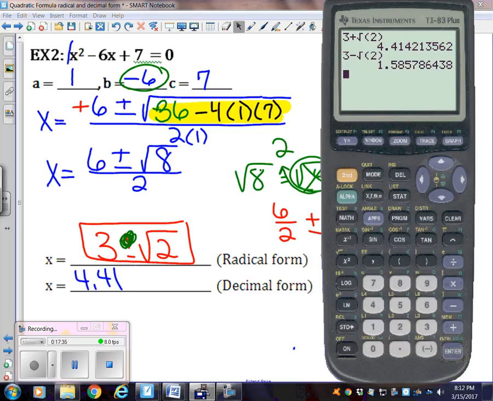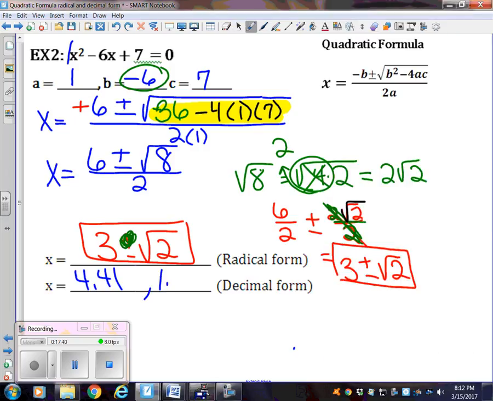1.5, technically 1.58 would actually round up to 1.59. So apparently the 2 numbers that would multiply to give 7 and add to be 6 are 4.41 and 1.59. And nobody would ever come up with those. Those are too hard of decimals to come up with. This is the advantage to having a quadratic formula. You have the ability to have decimals that would be too hard to ever try to factor.